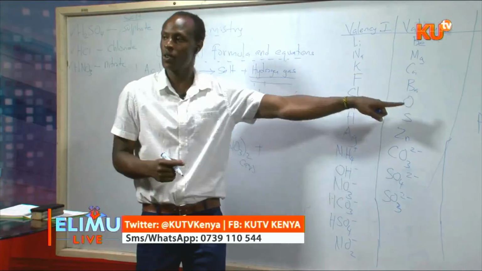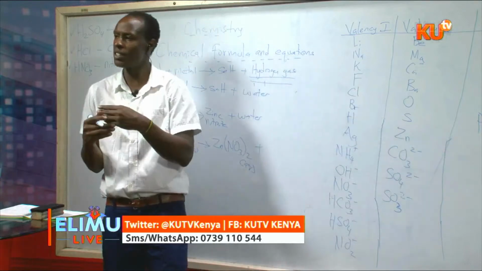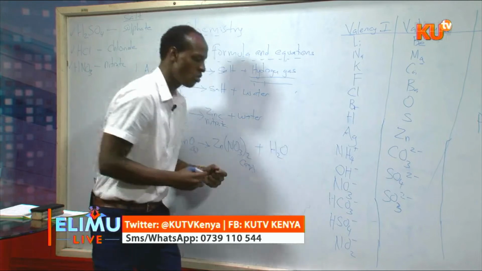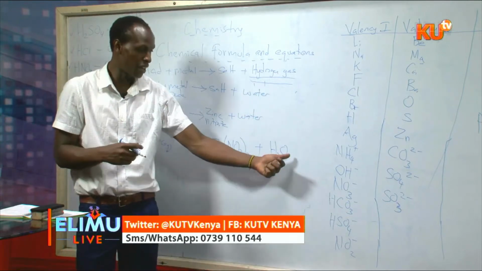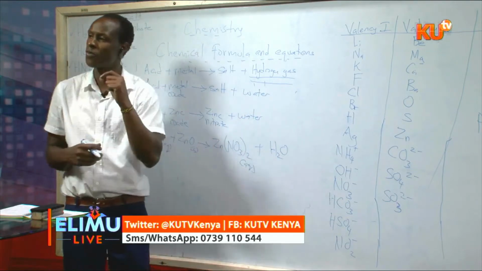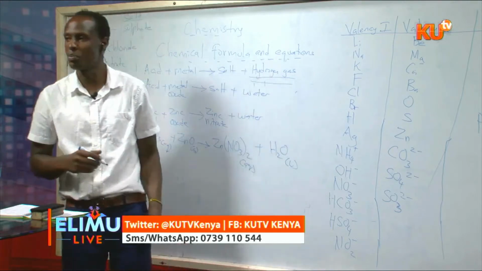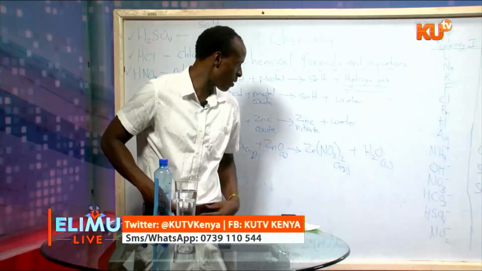What's the valency of oxygen? So when you interchange the valency, the 2 will come to hydrogen, so you get H2O. The 2 for oxygen comes here. If it's a 1, we have said there's no need of writing 1. So water automatically we know it's a liquid, so we put L. So that's the chemical equation.